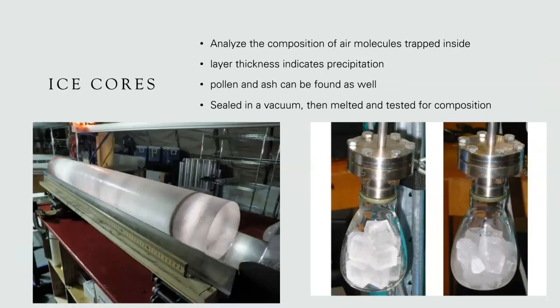So starting with ice cores, they're a very important tool since they come from areas like the poles that are very well preserved and undisturbed throughout time. Ice cores have distinct layers, and the thickness of those indicates the rainfall of the time. And so ice cores can be broken up by scientists, put in a vacuum, melted, and the gases that are trapped inside, or organic materials that are trapped inside, can be isolated and tested.